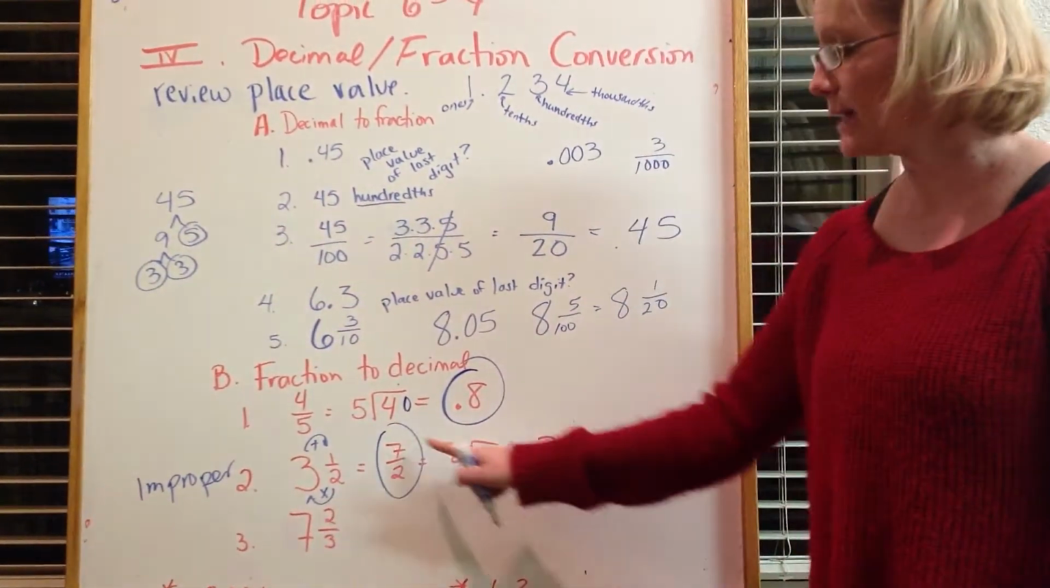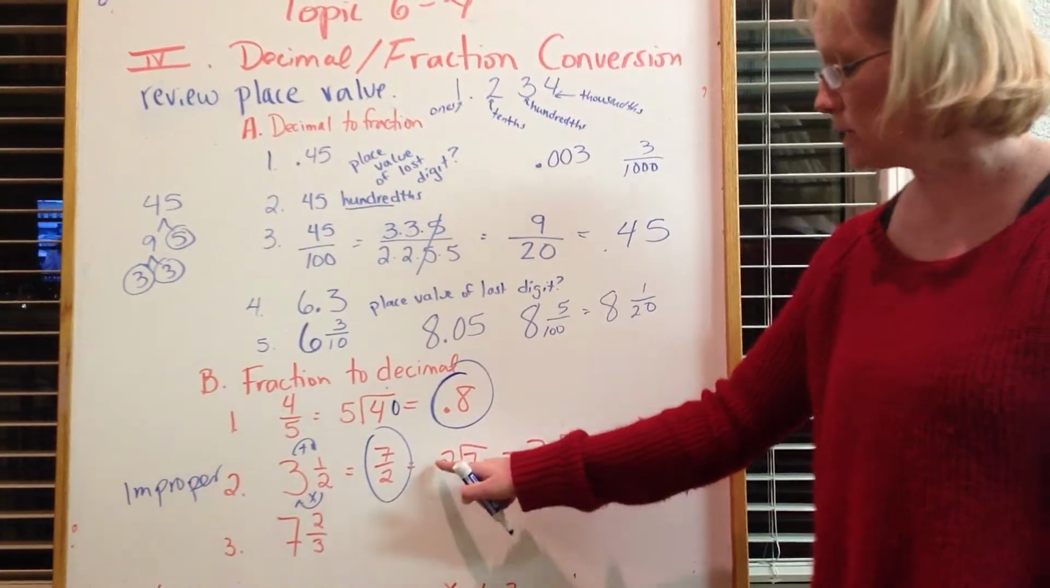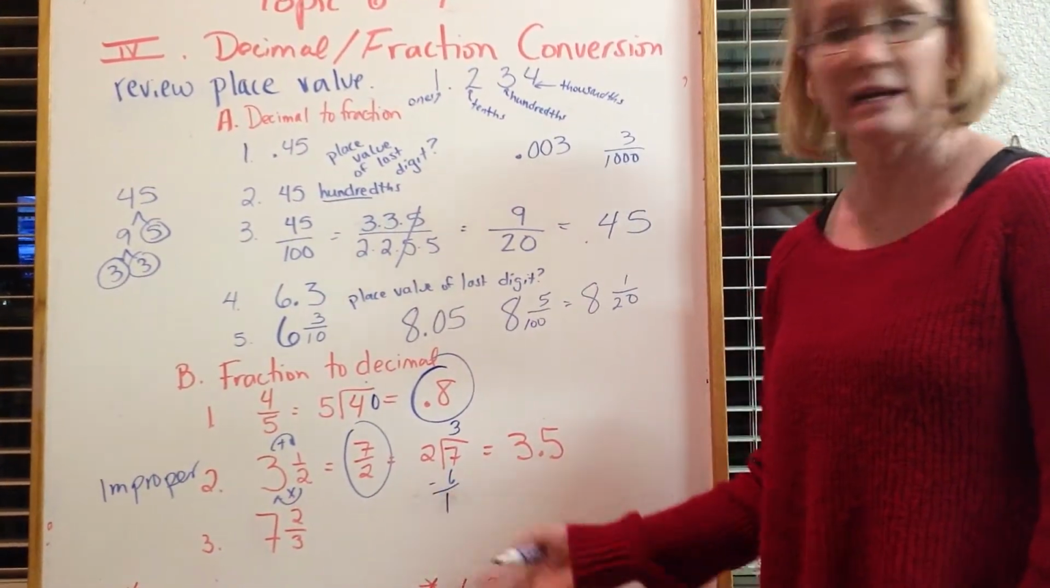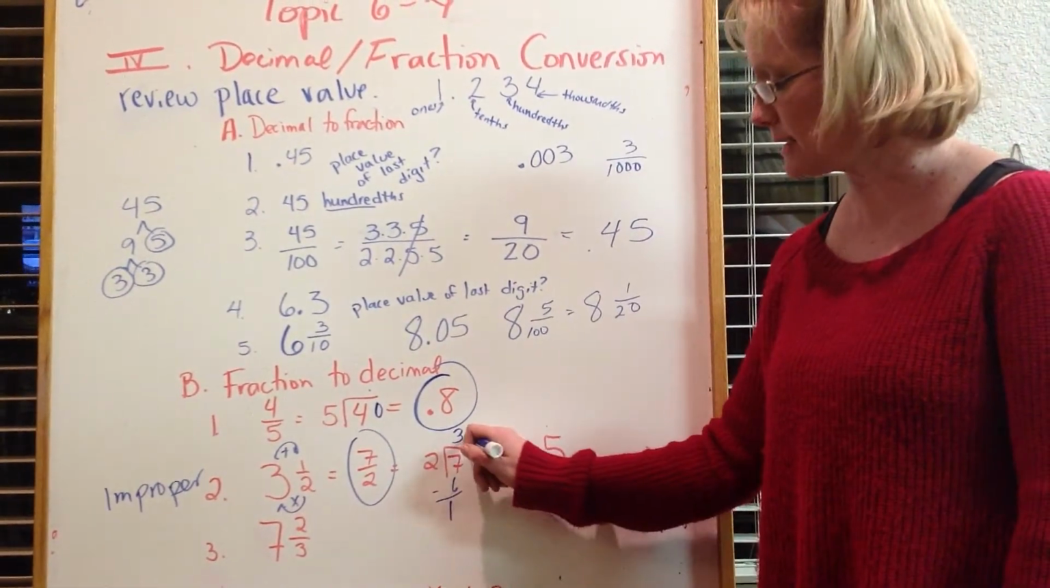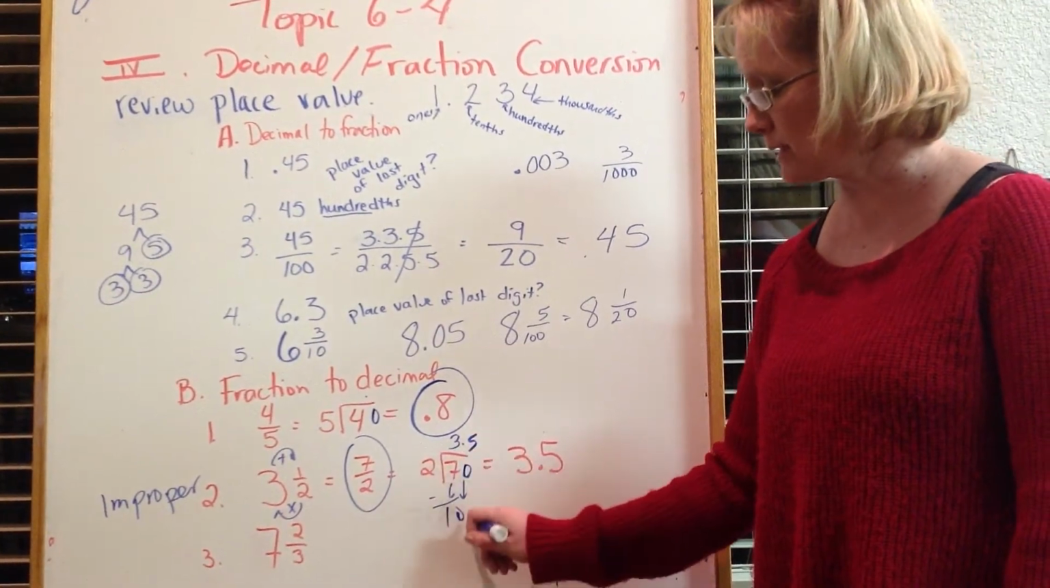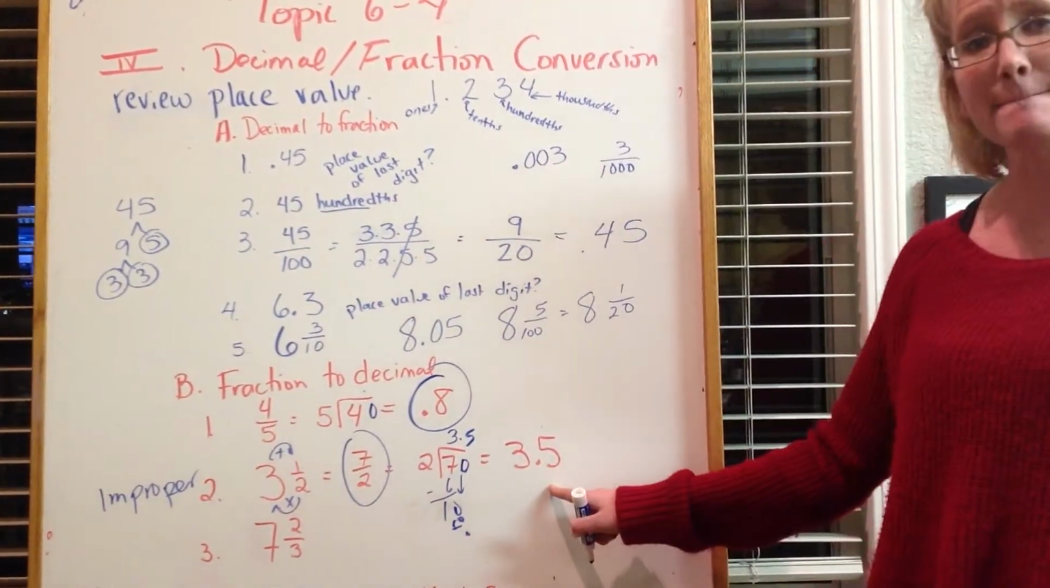And then all we do is divide. 7 divided by 2. 2 can go into 7 3 times. Bring it down. You're not allowed to have remainders, so we're going to add a decimal and a 0. And 2 goes into 10 5 times, so 3.5.